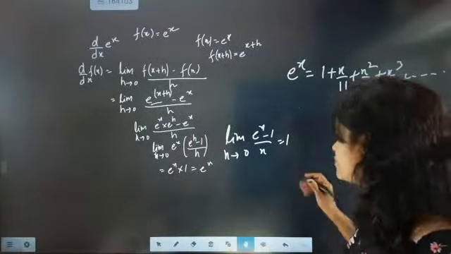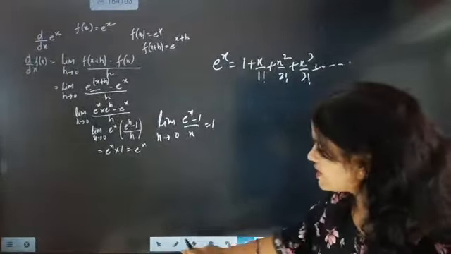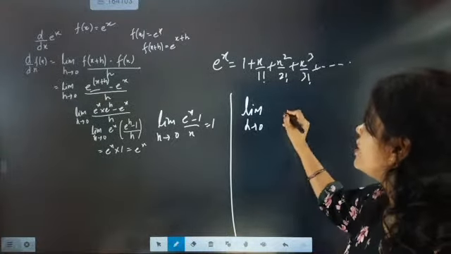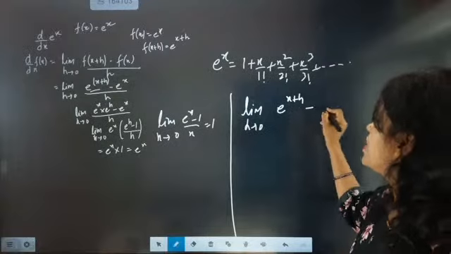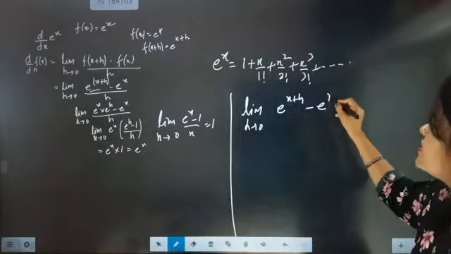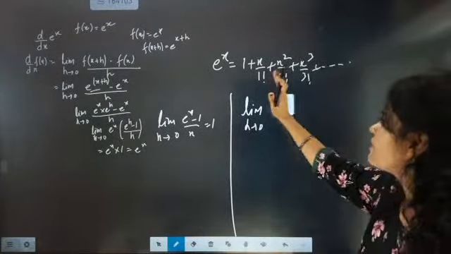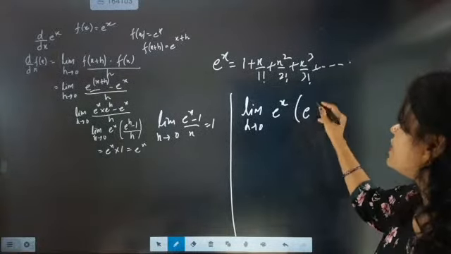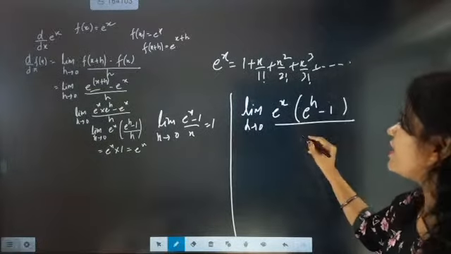So one step only I am showing you, to show how lengthy it will be if you go by that method. Limit h tends to 0, e to the power x plus h minus e to the power x. Just take out e to the power x, so we have taken it out. Now you have e to the power h minus 1 by h.